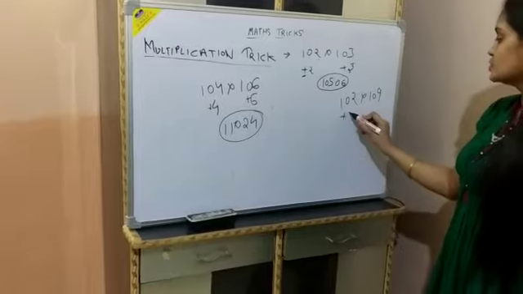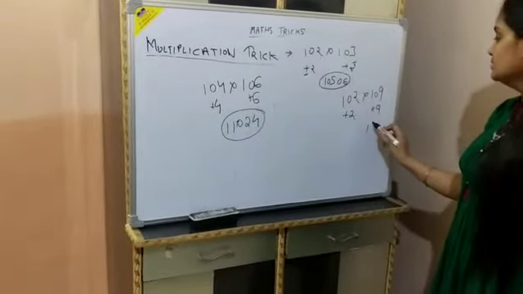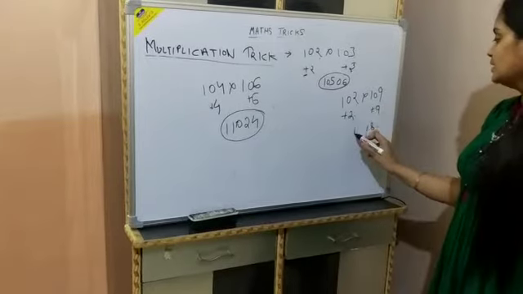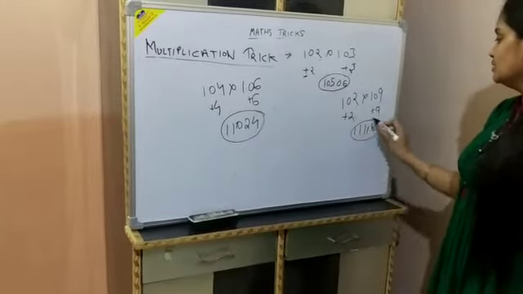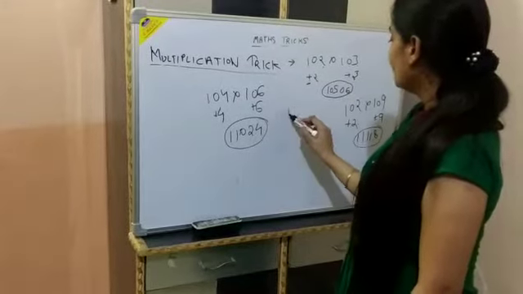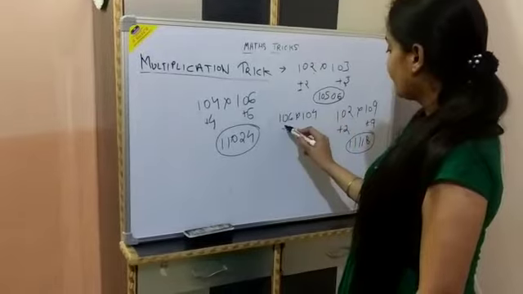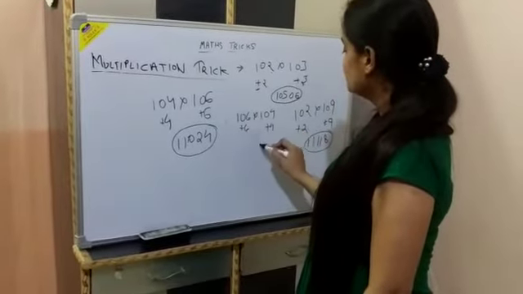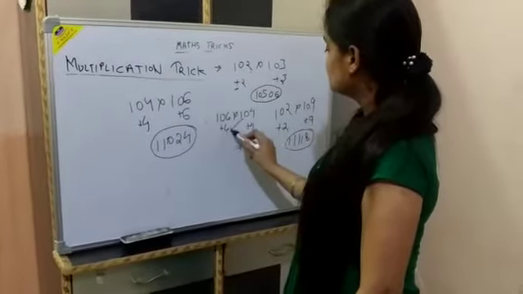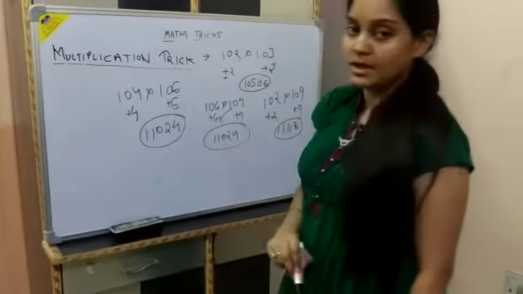The other example is 102 into 109. This is plus 2. This is plus 9. 9 into 2 is 18. 102 plus 9 is 111. Okay. Now I am giving a problem to solve: 106 into 104. Hope you have got the same answer.